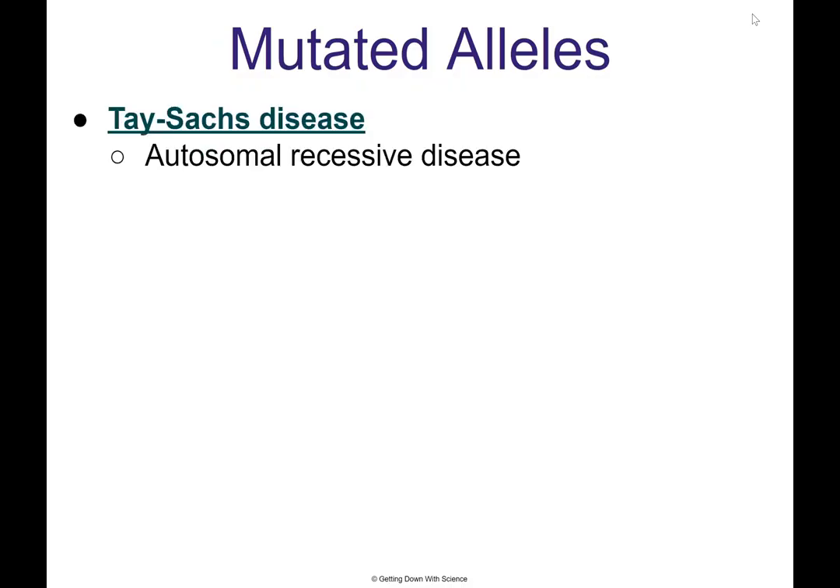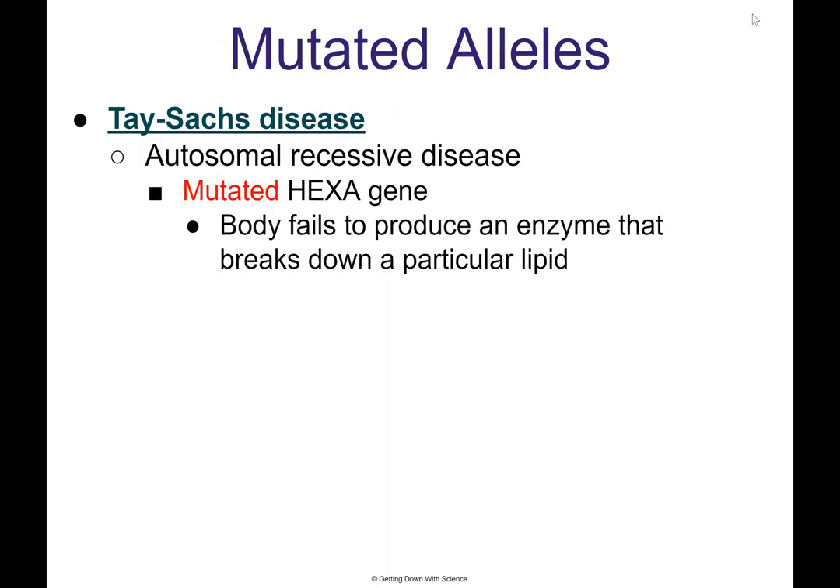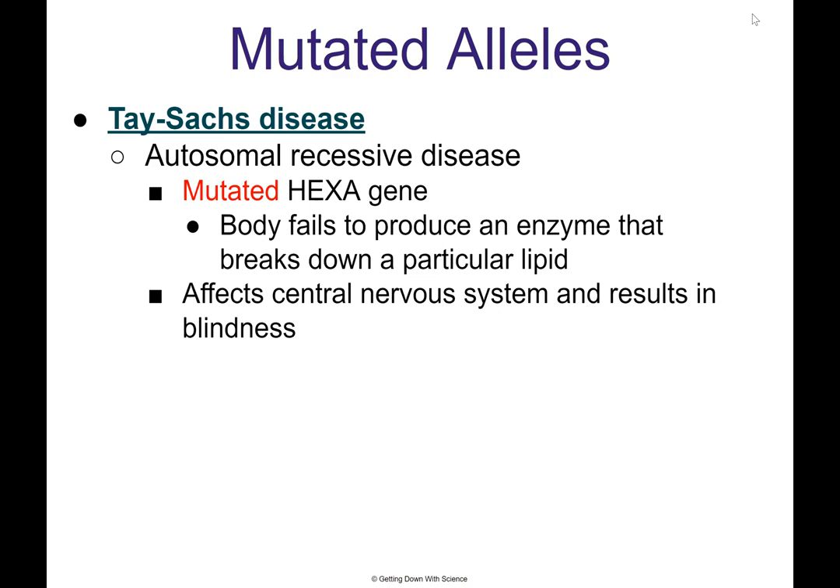So for example, Tay-Sachs is an autosomal recessive disease, and it has a mutated HEXA gene. And when this mutated gene is present, the body will not produce an enzyme that breaks down this one particular lipid. It also will affect the central nervous system, resulting in blindness because we're not breaking down this particular lipid. So this lipid kind of builds up in the system.